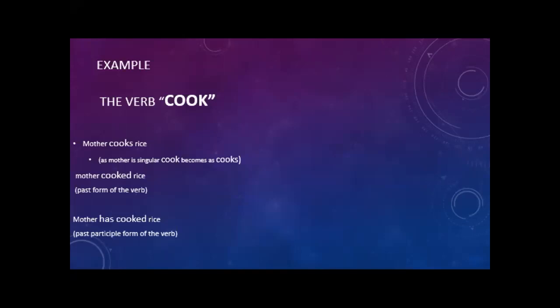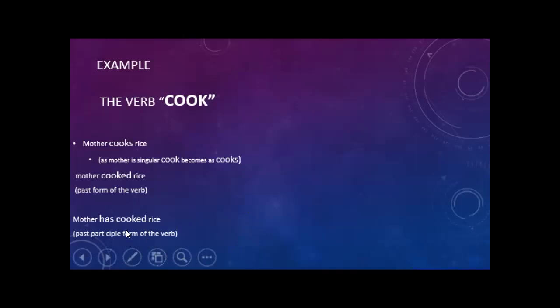Look at the second one. Mother cooked rice. There we want to tell about a past action. So we use the past form of the verb cook. What is the past form of the verb cook? Cooked. Yes, very good. How do we make the past form of the verb cook? Yes, we add ed to the end of the verb. Mother cooked rice.